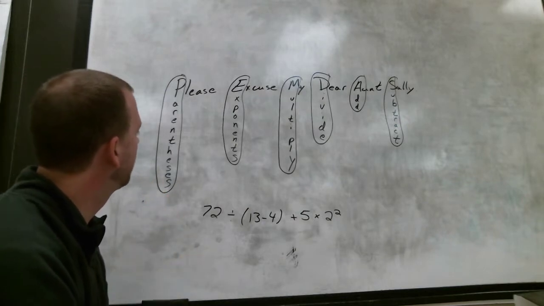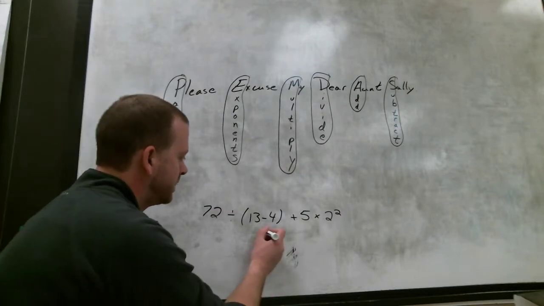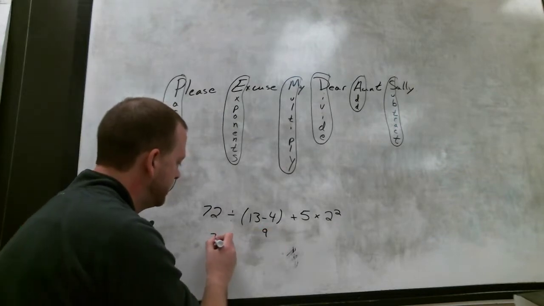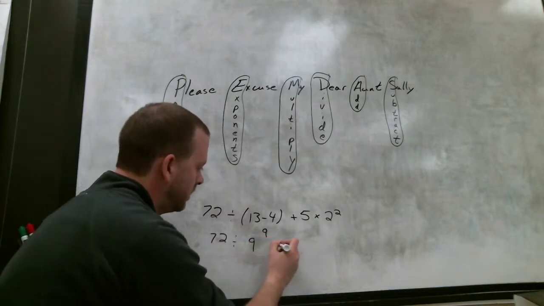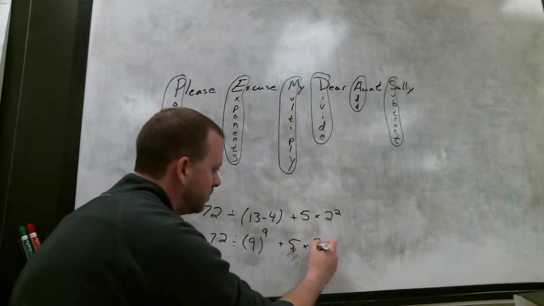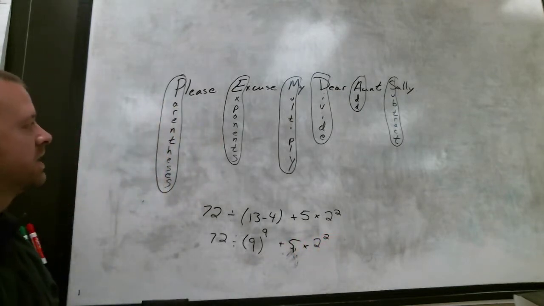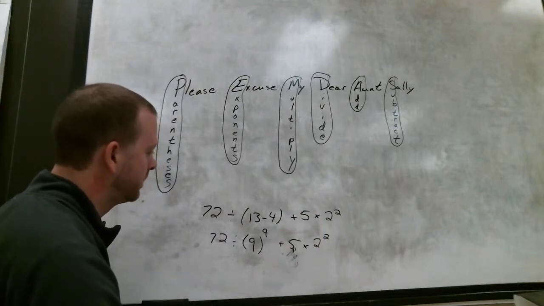So what are we gonna do? We're gonna do our parentheses first. Okay? We're gonna look in there and see what we need to do. 13 minus 4 is gonna give us 9. So I've got 72 divided by 9. I'll put my parentheses there. Plus 5 times 2 squared. Okay? I've got that taken care of. Now I've got to take care of my exponents. Look, got an exponent right there.